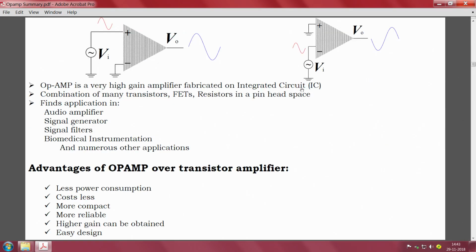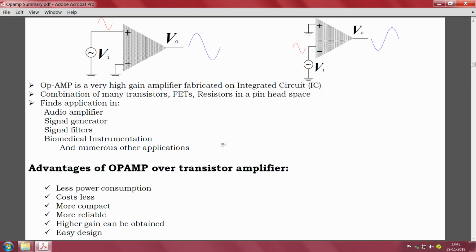We already know this. Now, if I go further, an op amp is a very high gain amplifier fabricated on an integrated circuit, a combination of many transistors, FETs and resistors in a pinhead space. It finds application in audio amplifiers, signal generators, signal filters, biomedical instrumentation and numerous other applications.